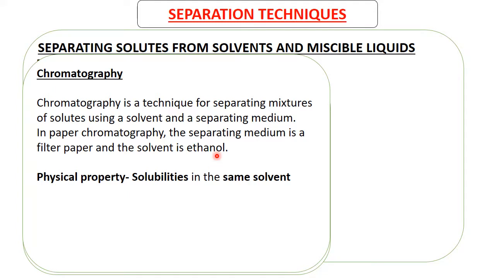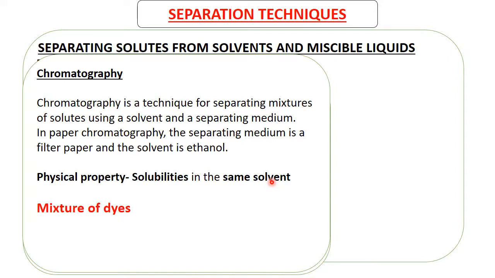The physical property that makes chromatography possible is solubilities in the same solvent. The different solutes should be soluble in the same solvent and also should have different solubilities. Having different solubilities means they dissolve at different rates. One dissolves more, the other dissolves less. So that's the physical property for using chromatography. If you have been given a mixture that has solutes with different solubilities and can dissolve in the same solvent, then you can use chromatography.